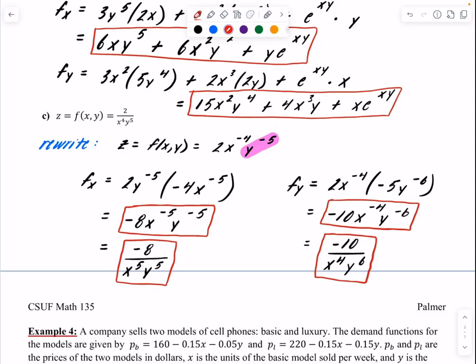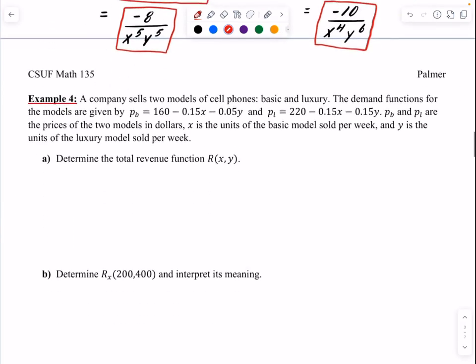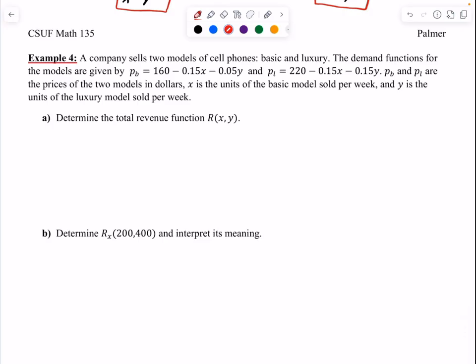Now let's move on to example 4. A company sells two models of cell phones. They have a basic model and a luxury model. The demand functions for the models are given by those two functions. You will notice a subscript of B for the basic, and you will notice a subscript of L for the luxury, where p_B and p_L are the prices of the two models in dollars, and x is the units of the basic model sold per week, and y is the units of the luxury model sold per week.